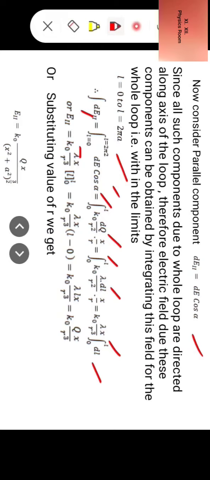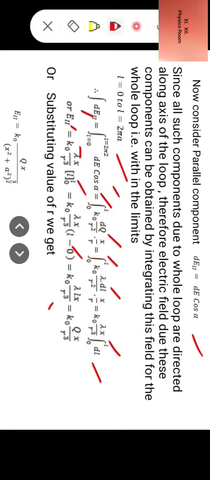On integrating dl, we get L, limits 0 to L; we put the limits in place of L now. So E parallel is equal to k naught lambda x by r cube into L, limit 0 to L. So evaluate the limits as L minus 0, because how we evaluate limits, we put upper limit minus lower limit in place of L. So we have k naught lambda x by r cube into L minus 0, or equal to k naught lambda x by r cube.